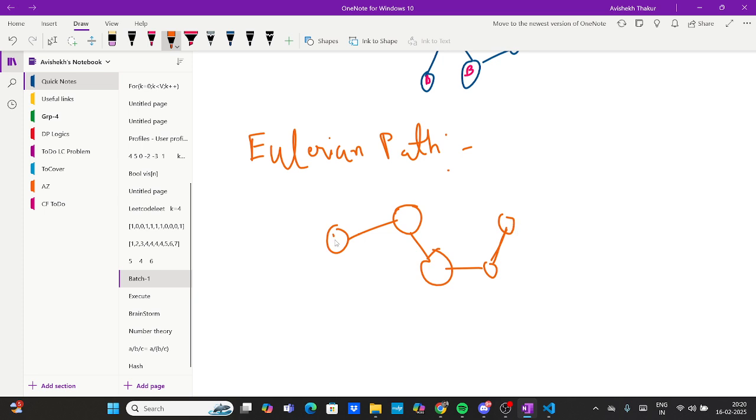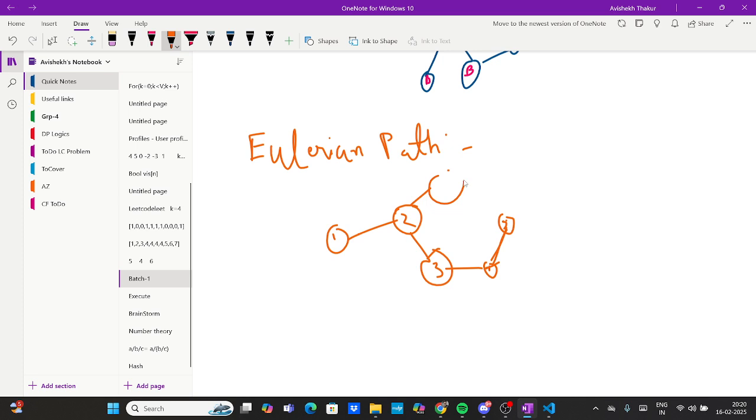Now in this case, if you see, 1 to 2, 2 to 3, 3 to 4, 4 to 5. So all the edges you have traveled only once, right? And you see that all the nodes are also covered, correct? So it's an Eulerian path.